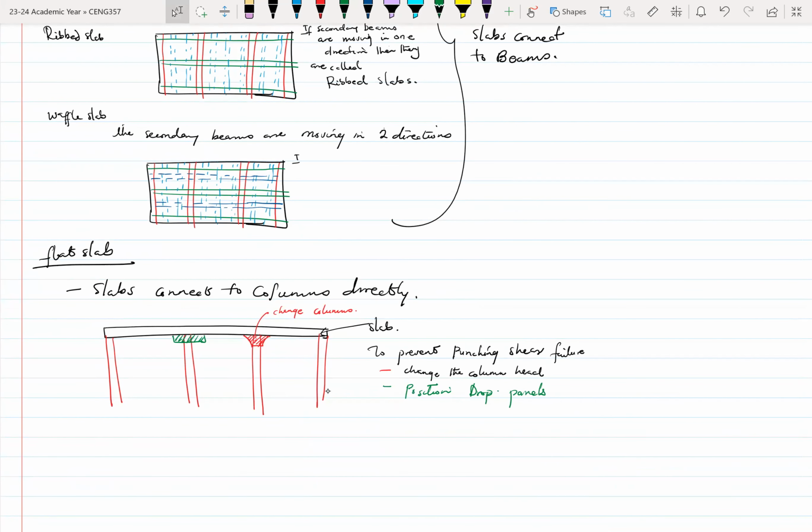So sometimes you go to a place and you see that either we are using drop panels or we are increasing the column head so that in effect we can reduce the pressure being applied by the column or the slab, and vice versa.